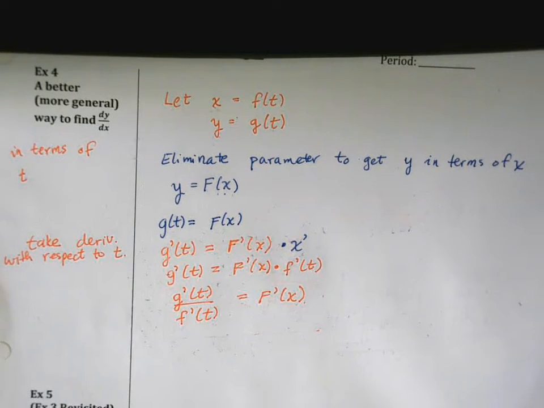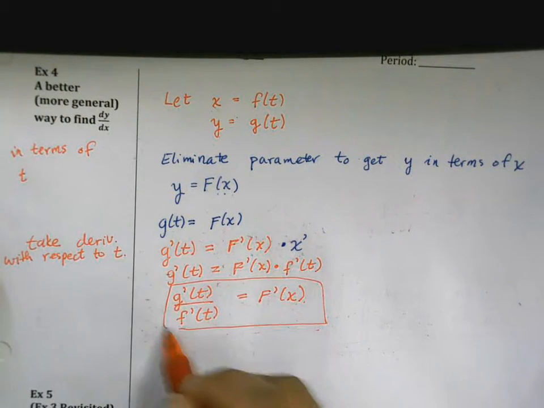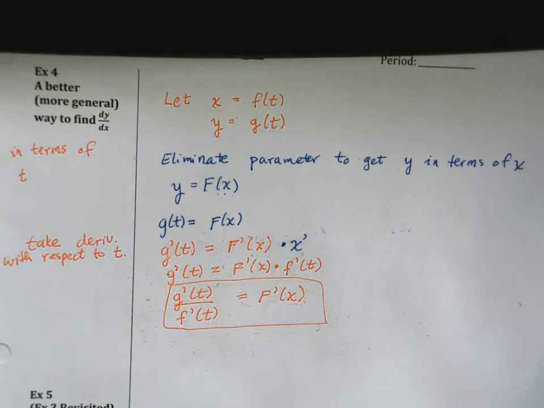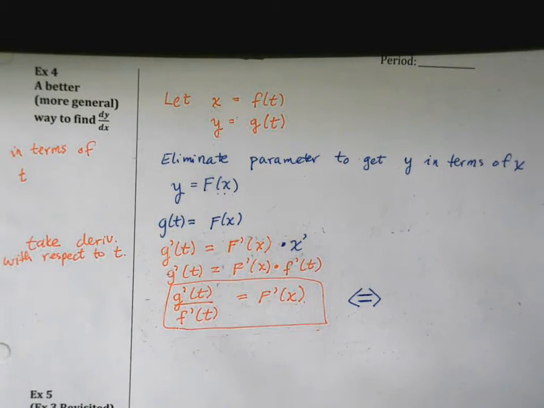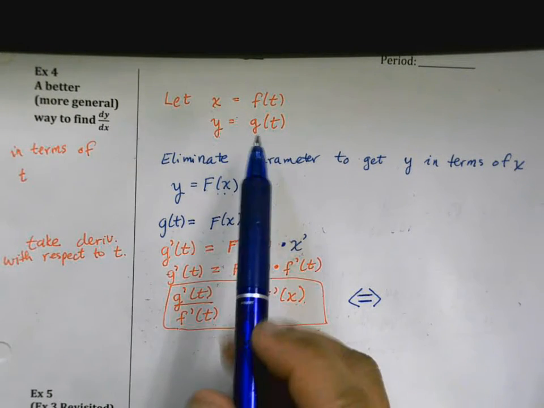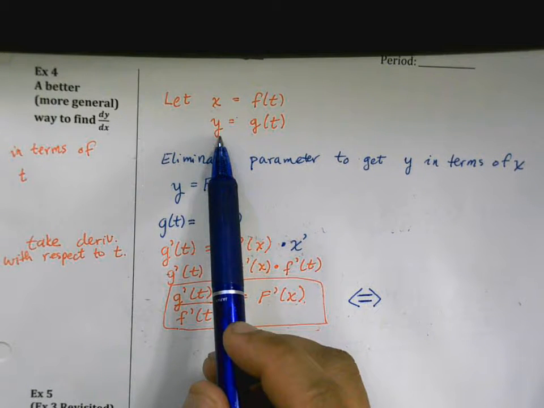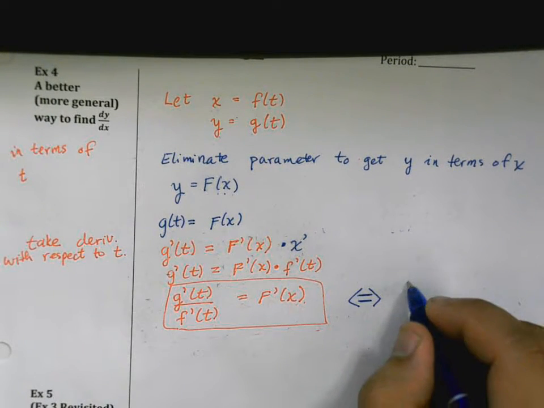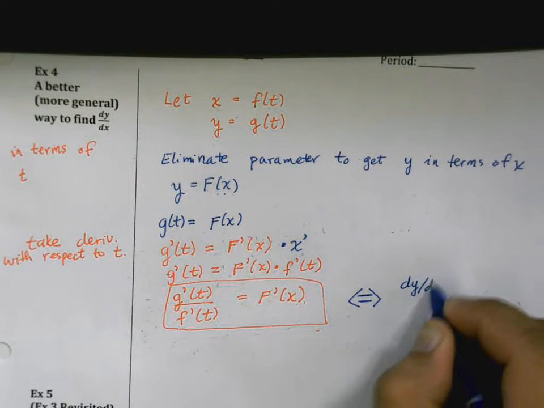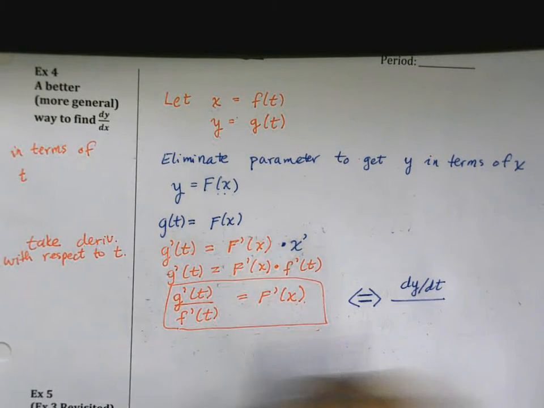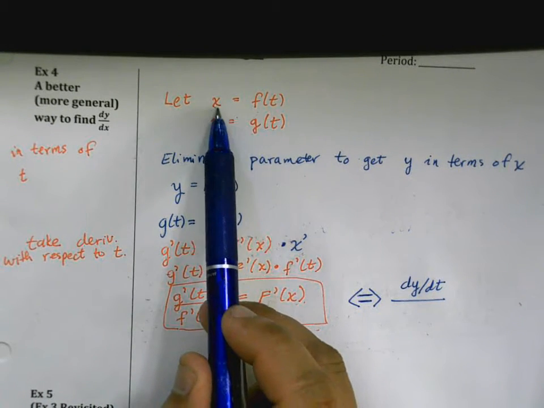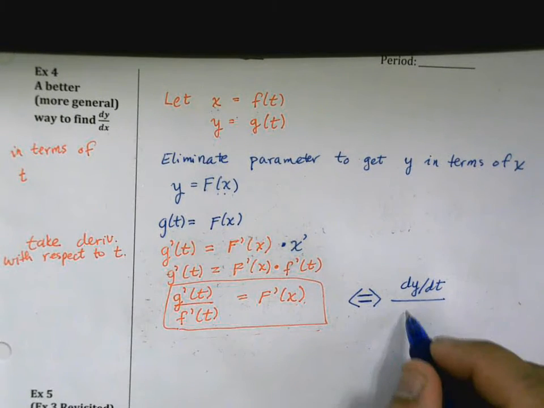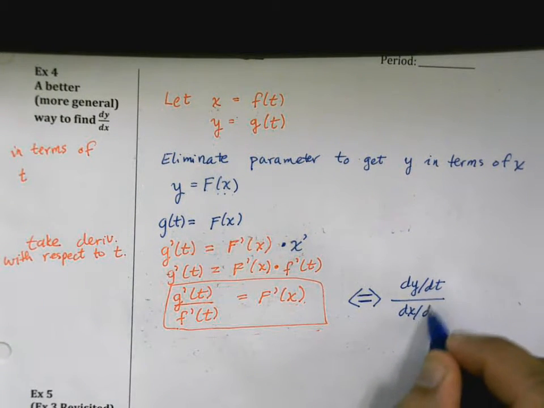And it's helpful really to rewrite this in a slightly different notation. Again, I'm not changing the meaning here. All I'm really doing is rewriting this a different way. The symbol here means equivalent. So g prime of t is the derivative of y with respect to t, so we can write this as dy/dt over little f prime of t. But f prime is really the derivative of x with respect to t, so I get dx/dt.